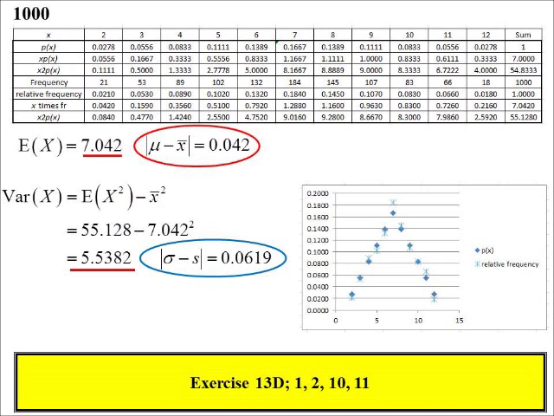Right, now, we're going to do 13D. You know, it's in 4 questions there. It's a little bit different, this exercise 13D, in that it's going to get you to sample. So I've picked 4 out.